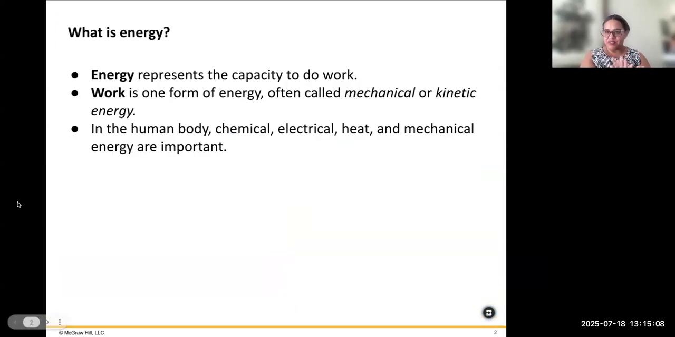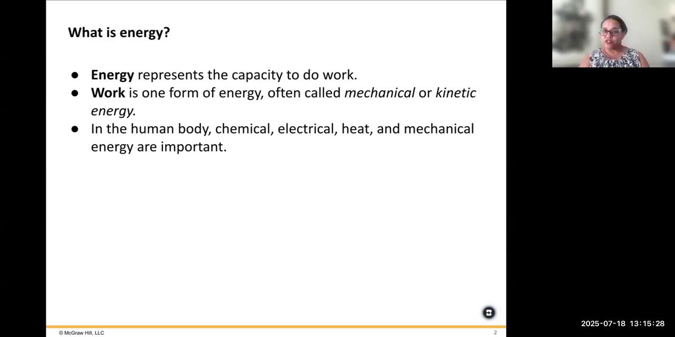What is energy? When we use the word energy, we're just talking about the capacity to do work. Our body is always working, whether we're conscious of it or not. It's always pumping our heart. It's always pumping our blood. It's always converting oxygen to carbon dioxide, and all of that uses energy. It has to do work.